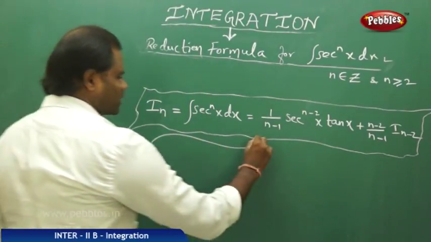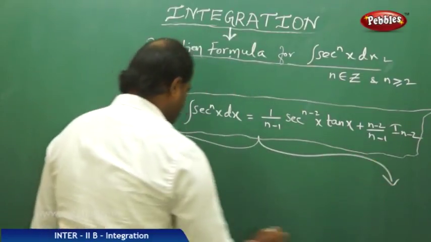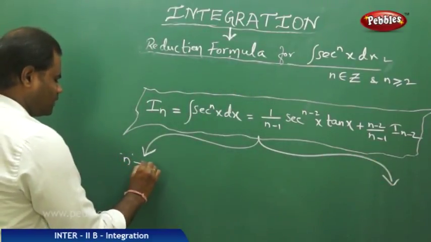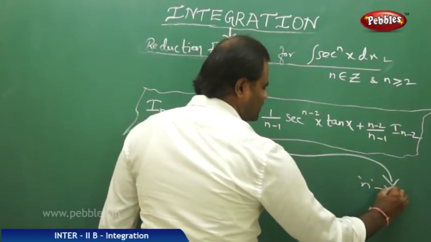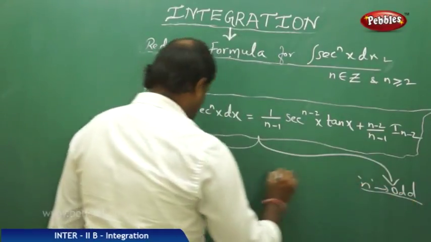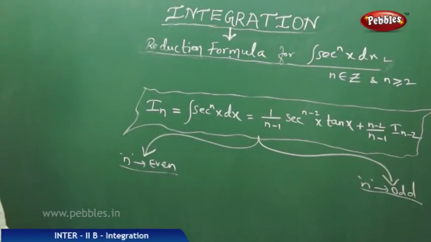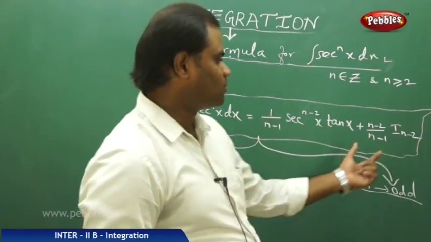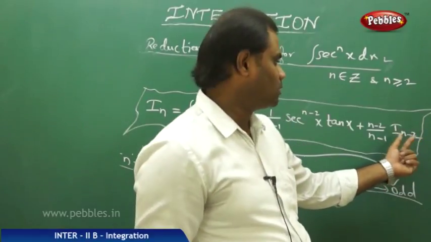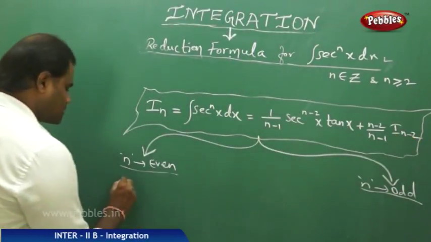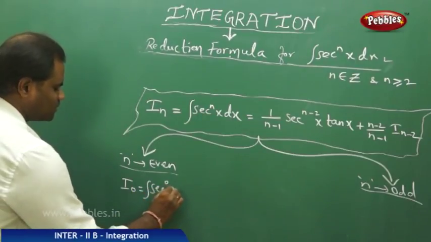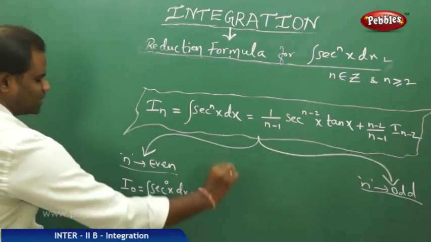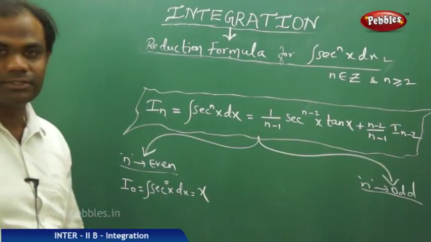Let me take two cases where n is even and n is odd. Clearly we know that if n is even, it reduces in the form 8, 6, 4, 2, 0. So my last reduction is I naught, which is nothing but integral secant power 0 x dx, that is x, because this reduces to integral dx.